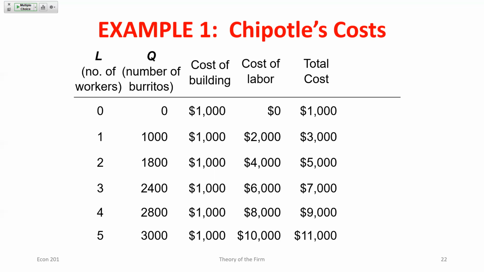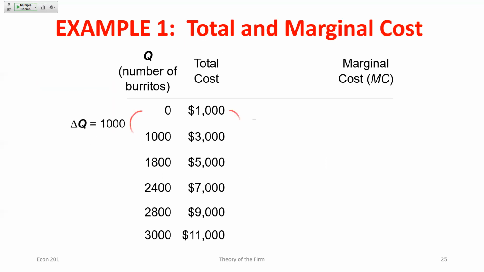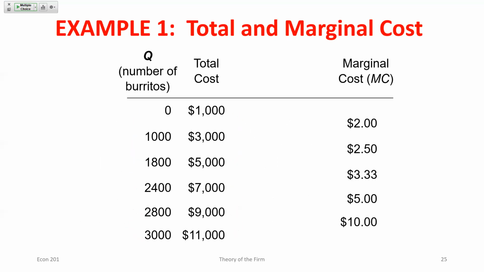Because we have diminishing returns to labor, we're also going to end up with increasing marginal costs. As we want to produce more and more, our costs are going to be higher and higher, okay? So here I've got my total costs. I can go through and calculate our marginal costs: the change in total costs divided by the change in quantity, going from 0 to 1,000. We do this for every change in output and can determine the marginal cost at each of these levels.